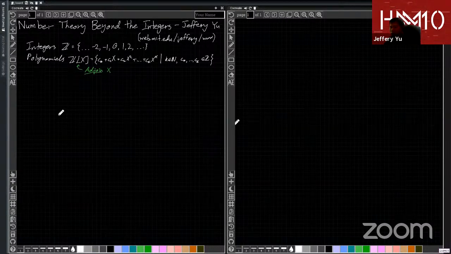You can also adjoin more concrete things. For example, one of the things we'll study today are the Gaussian integers.